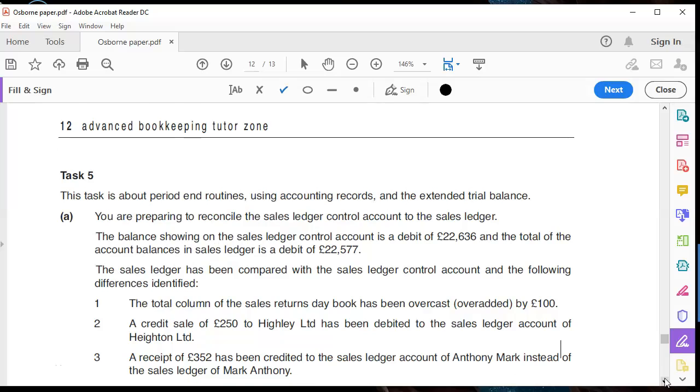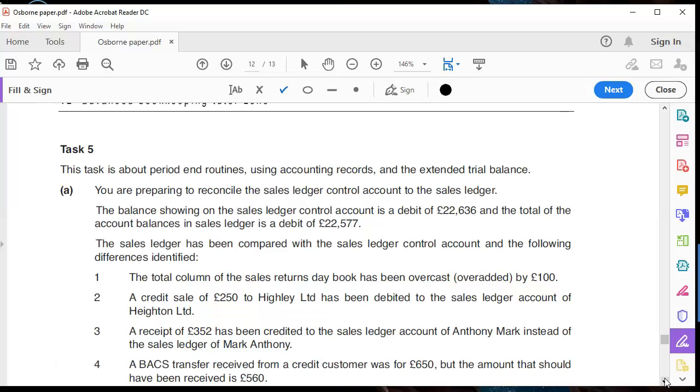Continuing ahead to task 5. In task 5, you have two questions. One is the reconciliation and the other one is the extended trial balance. So when it comes to reconciliation, you might be dealing with either SLCA reconciliation, PLCA reconciliation, or just the cash book when it comes to the bank reconciliation.